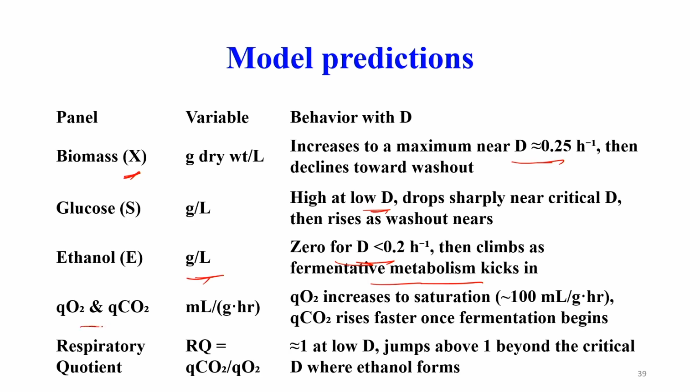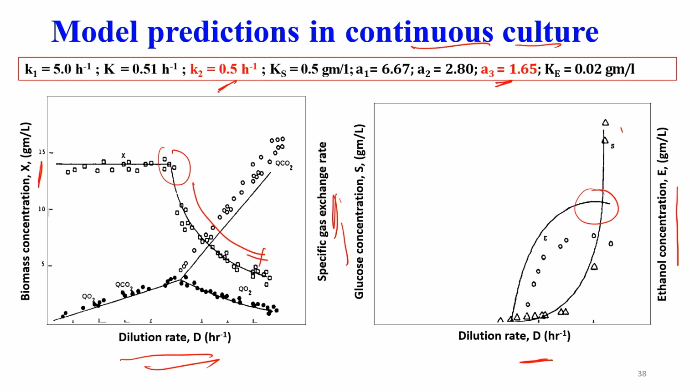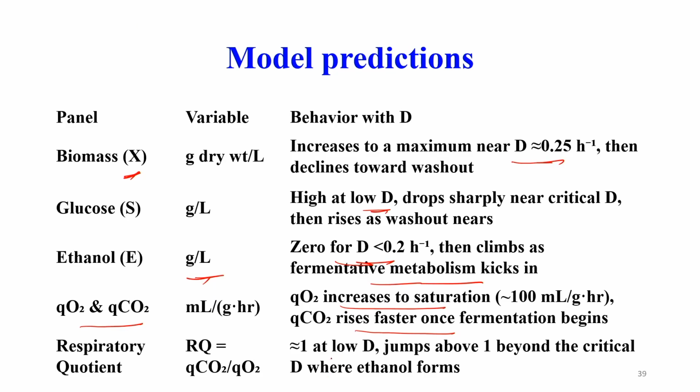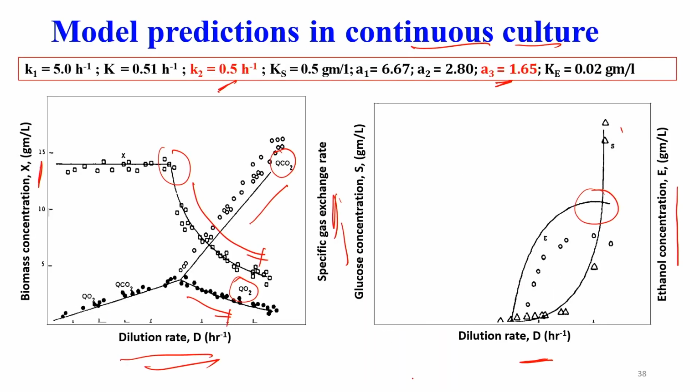Similarly, QO2 and QCO2 follow reverse profiles. QO2 increases to saturation and QCO2 rises faster once fermentation begins. This is the profile of QO2 and this is the profile of QCO2. During the fermentation process QCO2 is rising and QO2 is declining, and the RQ value is 1 at the low value of D, and it jumps beyond 1 at the critical D where ethanol forms.